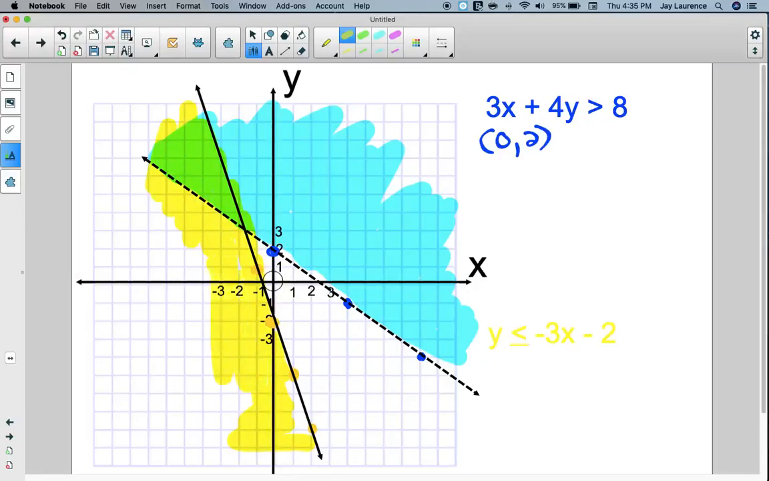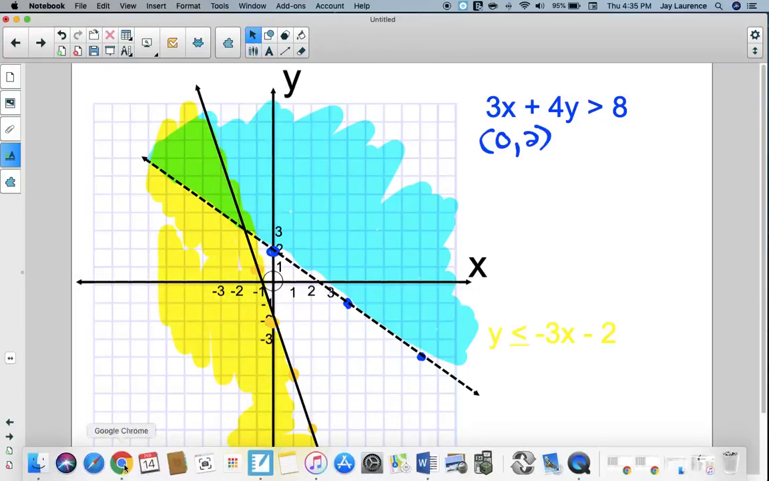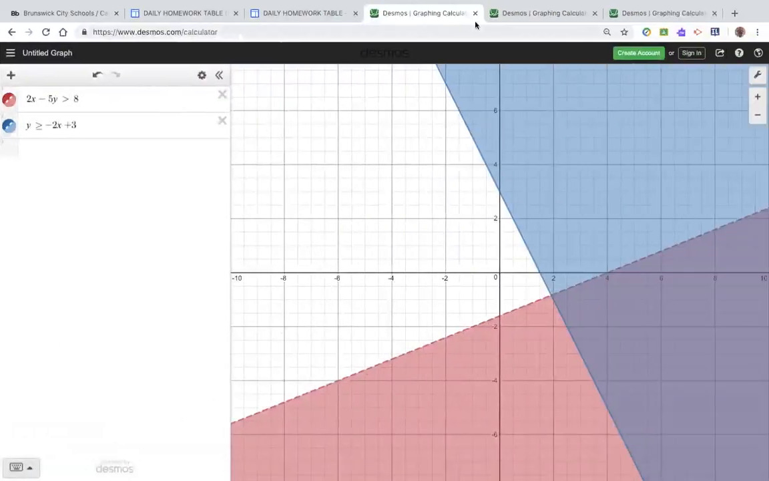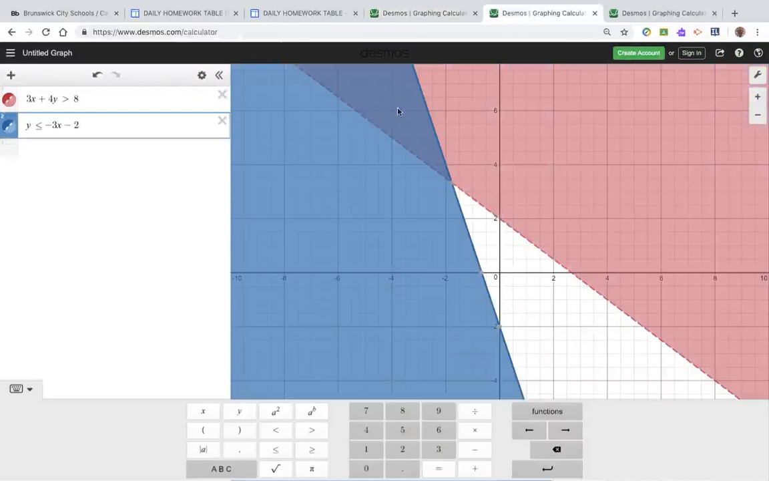You can see the green area is where the solutions are. They're all in here. And again, check myself on Desmos. I'm tired. I've been working hard. It'd be this one. And look at that. The purple is the little triangular region there, just like in mine.